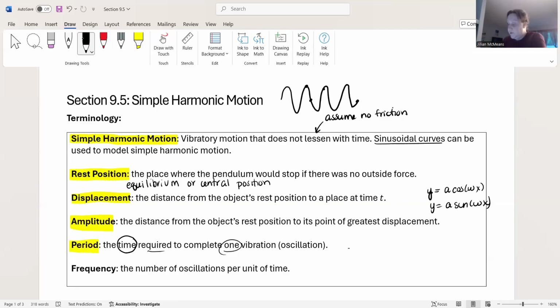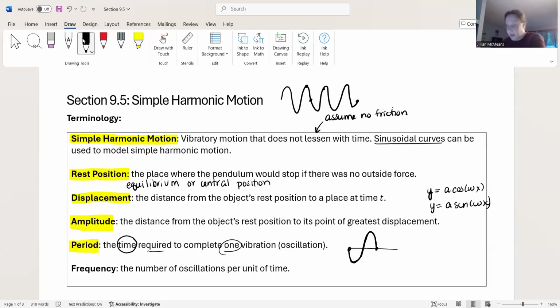So again, if this is rest, and let's say we start at rest and we go like this, back to rest, how long does it take us to go from rest back to rest? We go down, back to rest, up, and then back to rest. That's what we're talking about, one full oscillation.